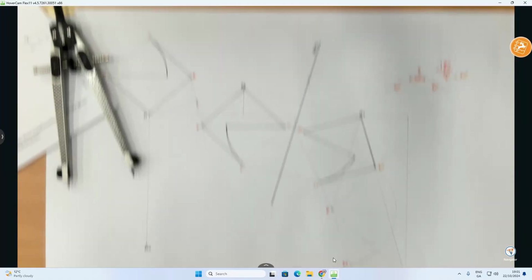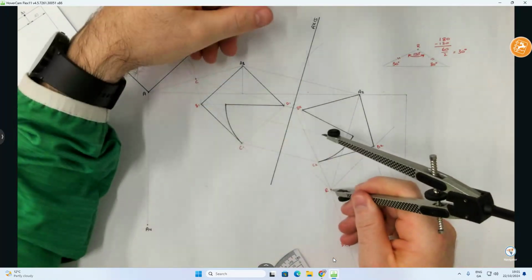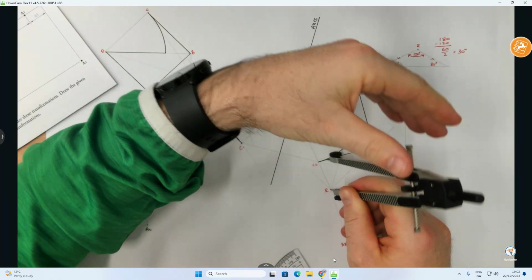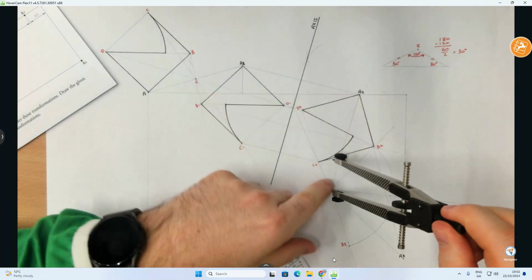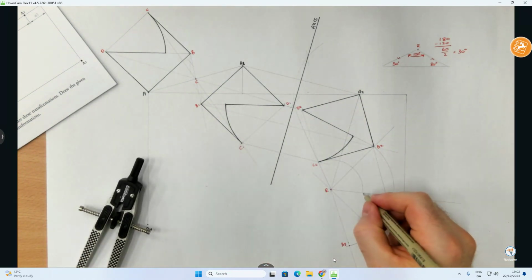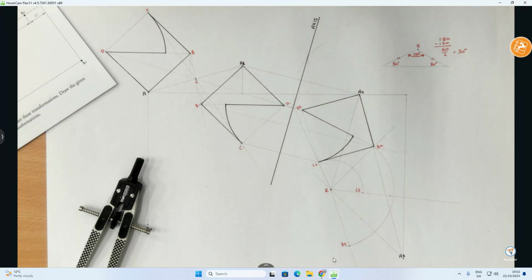Okay, there, just adjust this again. And all I'm going to do now is from R to C, get my compass, and I'm going to rotate from R to C there. And I've now found the position of C, or I should say C3.